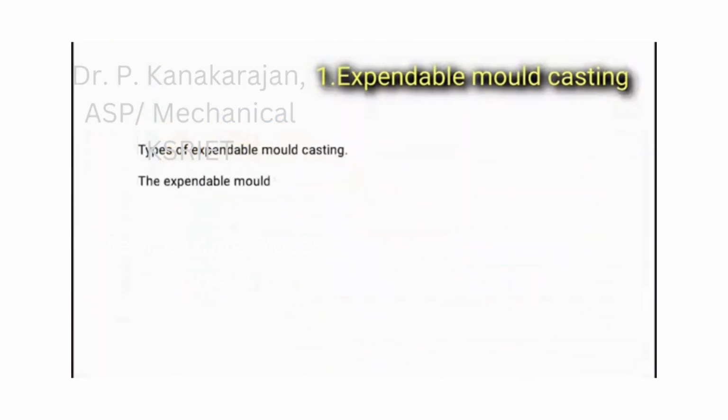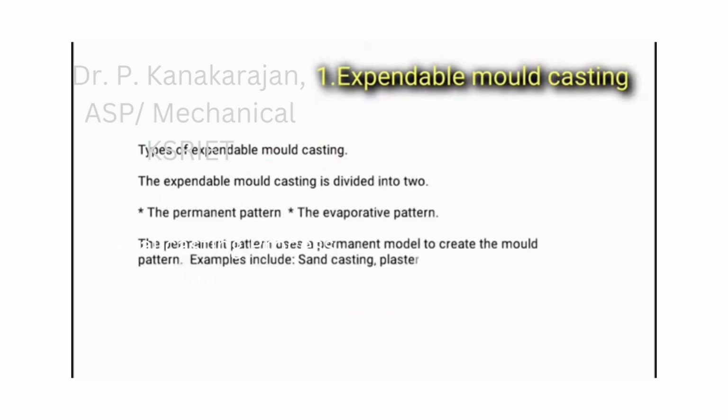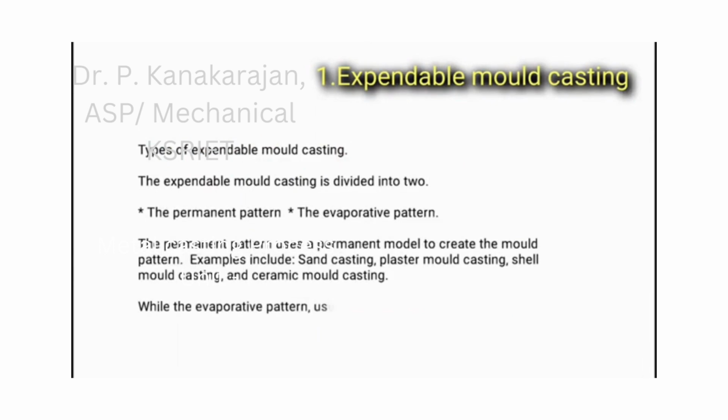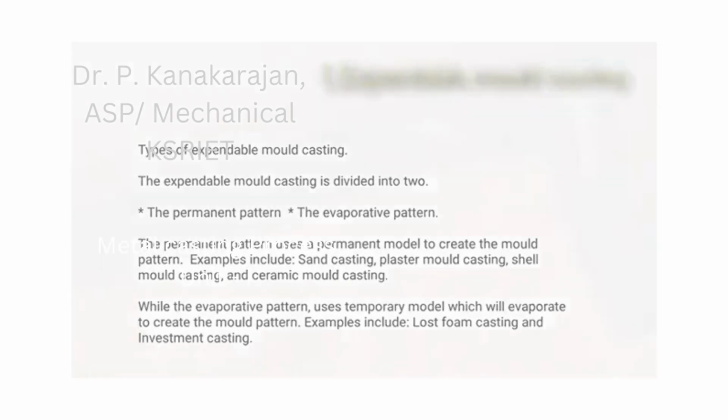Types of expendable mold casting. The expendable mold casting is divided into two: the permanent pattern and the evaporative pattern. The permanent pattern uses a permanent model to create the mold pattern. Examples include sand casting, plaster mold casting, shell mold casting, and ceramic mold casting, while evaporative pattern uses temporary model which will evaporate to create the mold pattern. Examples include lost foam casting and investment casting.